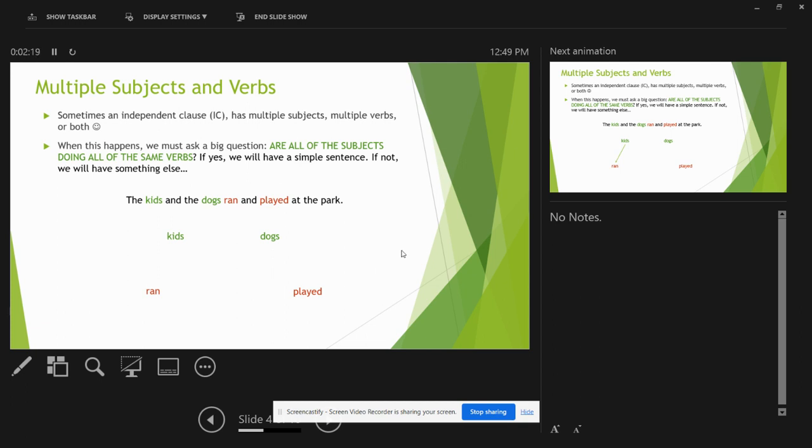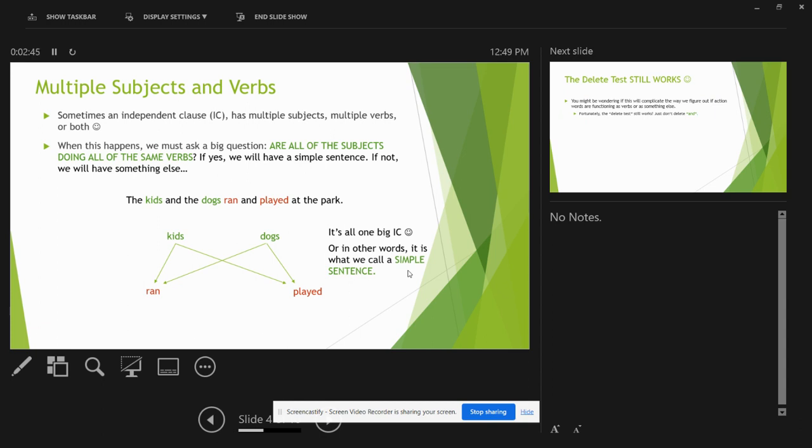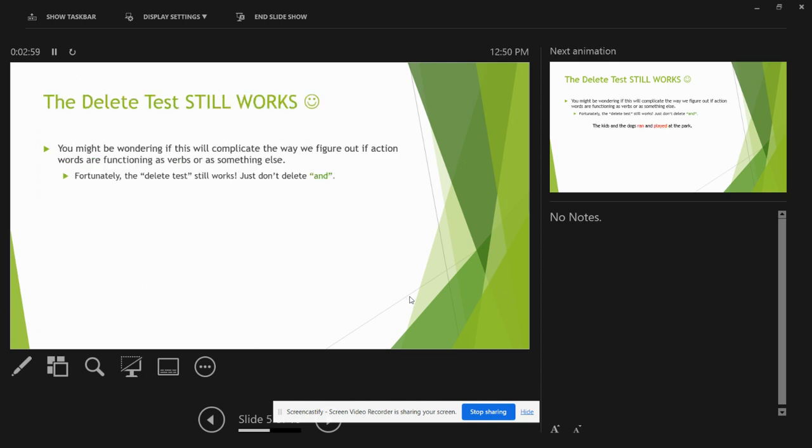So now, to make more of a visual, let's take a look at our subjects and our verbs. Okay, so again, if I kind of draw this out, all right, who ran? Kids ran. Okay, well, so did the dogs. Who played? Kids played, dogs played. All of our subjects are all doing the same verbs. It's all just one big independent clause, or in other words, it's what we call a simple sentence. And this is the key right here. When all of the subjects are doing all of the same verbs, it's a simple sentence, or in other words, just one independent clause.